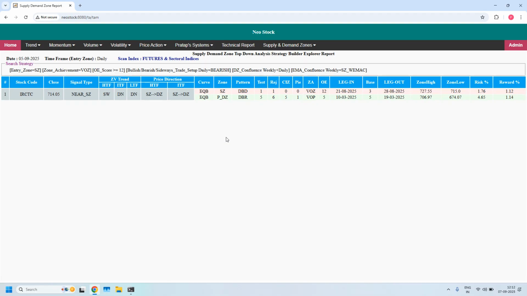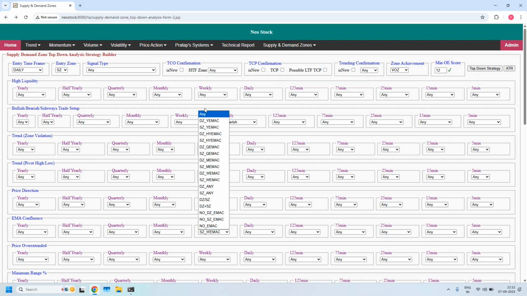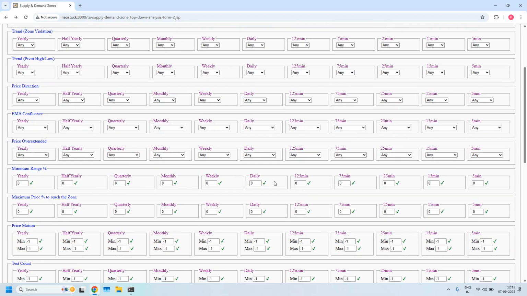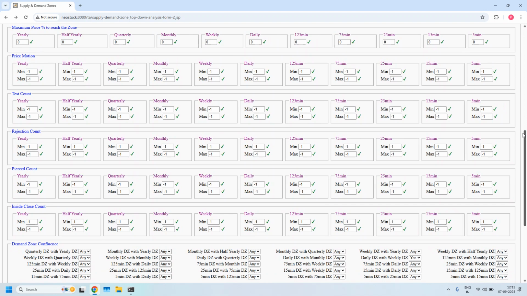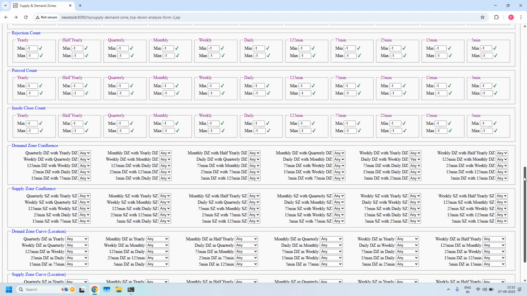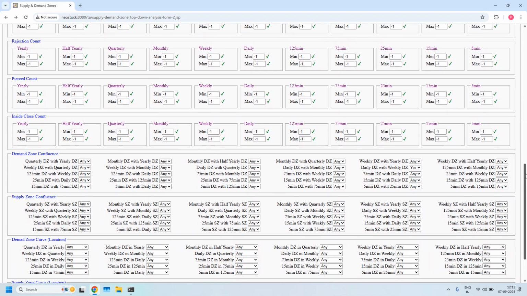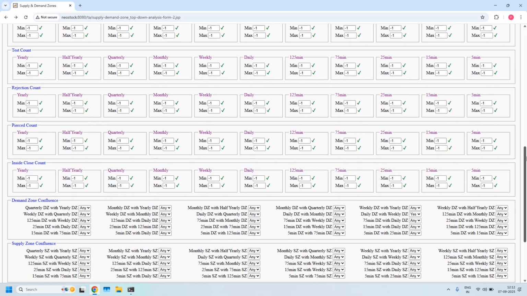Okay, next we will look into LTF, ITF and even HTF supply zone confluence supported stocks. Removing EMA filter, supply zone confluence. We have to set 3 filters. First filter is already enabled.